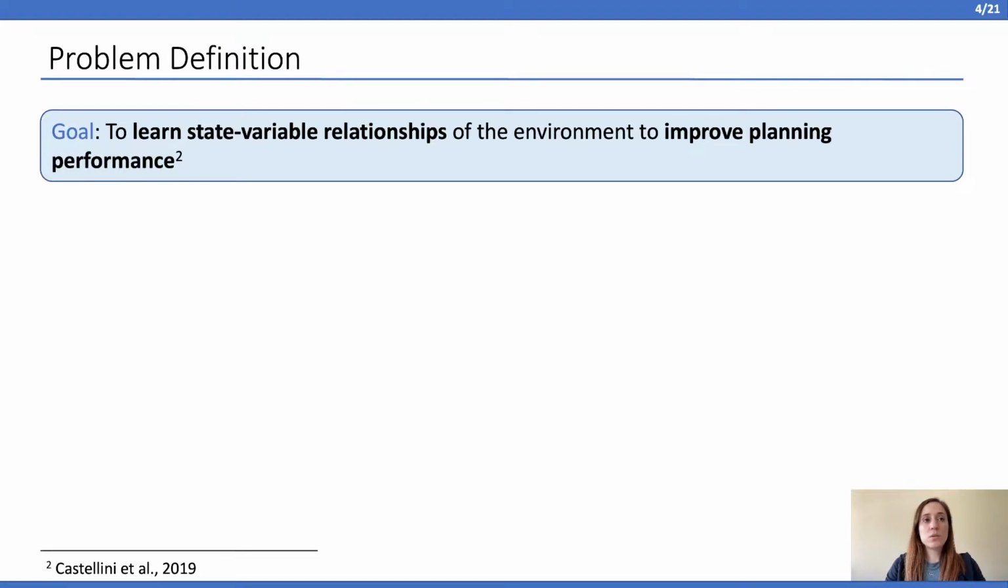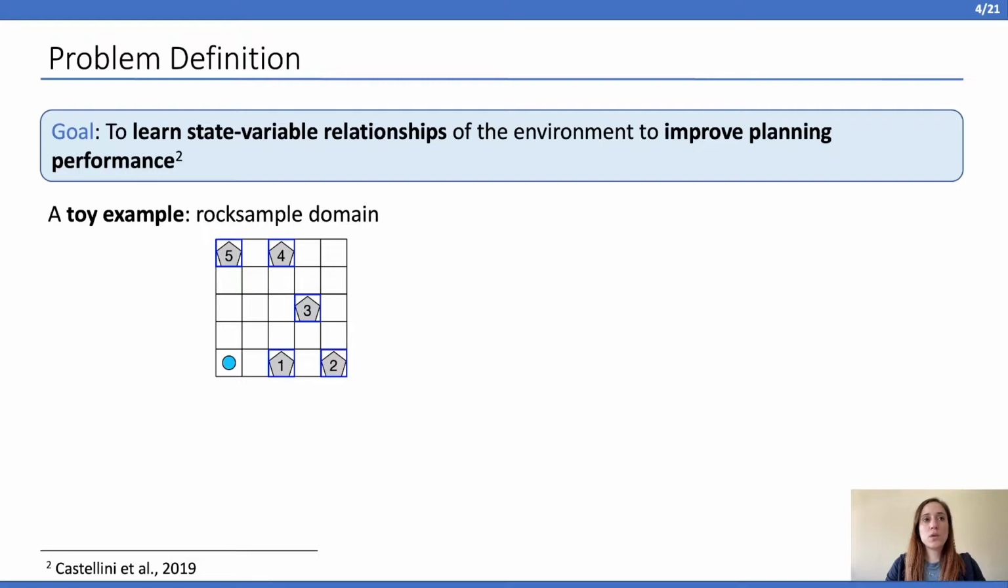In this work, we tackle the specific problem of learning probabilistic state variable relationships to improve planning performance. For example, consider the rock sample environment in which 5 rocks, depicted as gray pentagons, are placed in fixed positions on a 5x5 grid. Each rock can be valuable or valueless. The agent, the circle, knows the rock locations, but it cannot observe rock values, that is the hidden part of the state. At each step, the agent performs one action among moving, checking rock value, or collecting rock value, and the goal consists in maximizing the reward.